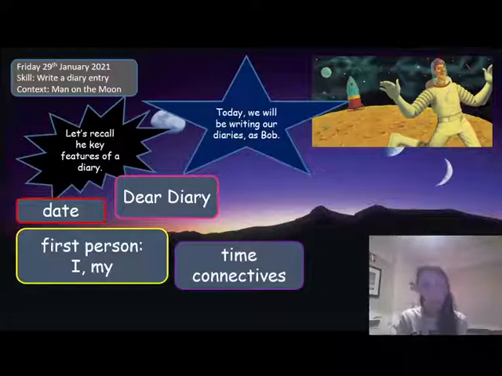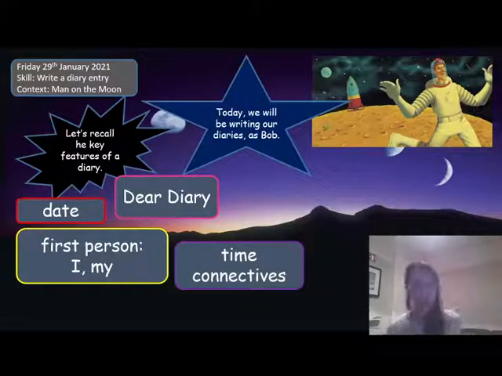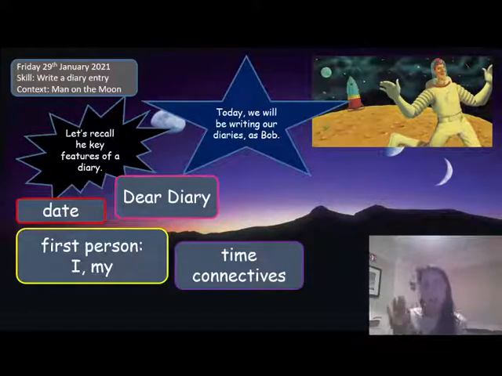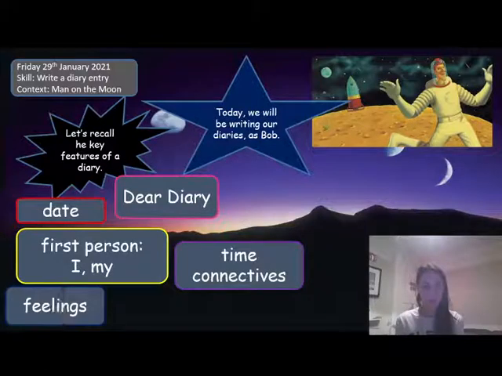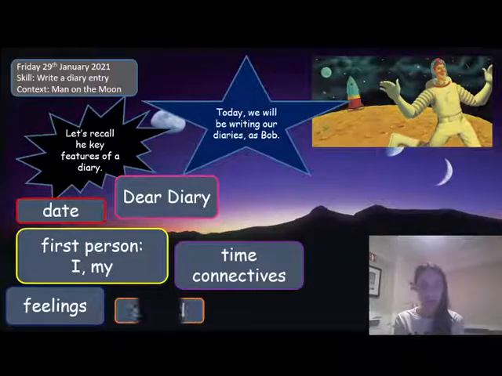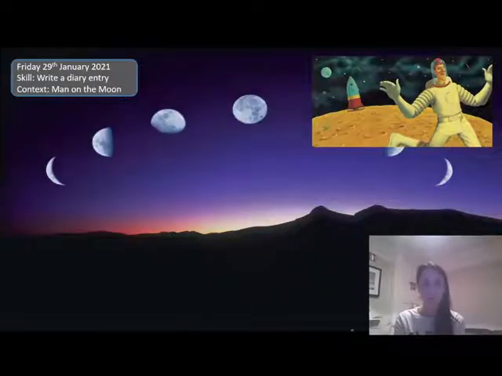And we've put time connectives onto our story maps. So we will be using those time connectives today, such as after that, or next, or finally. And often people write about how they feel today. So that's something we can think about when we end our diaries. How do we feel at the end of the day today? And we sign our diaries. So we are going to be Bob, so we will sign our diaries from Bob.